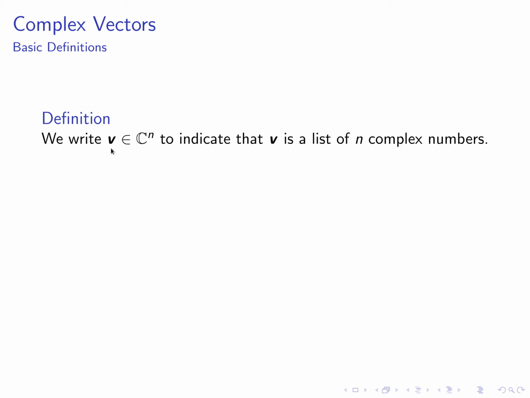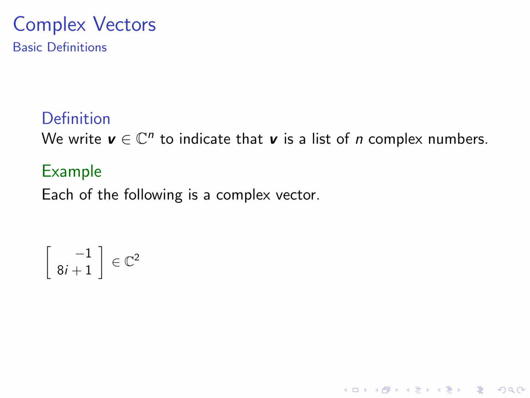Instead of writing lowercase letters with arrows on top of them, we're going to start to just write bold letters to denote our vectors. And we say that this symbol, bold V, belongs to C to the n to indicate that this bold V is a list of n complex numbers.